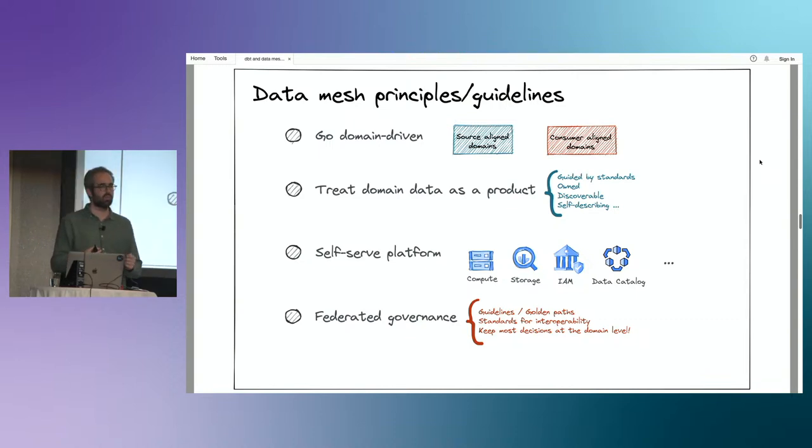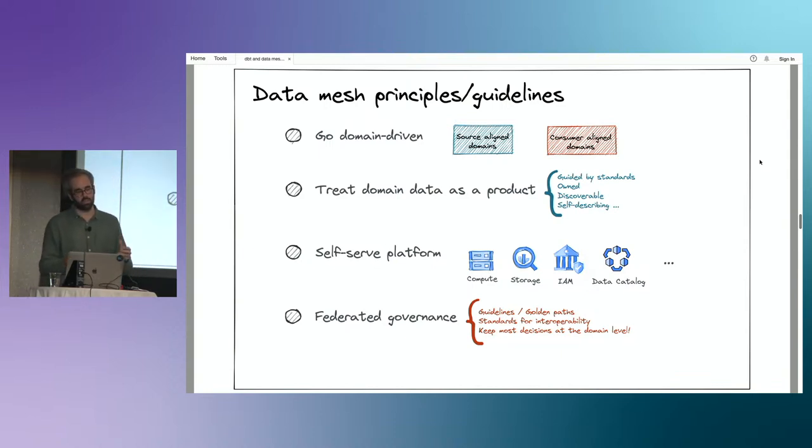They should be discoverable, so there should be a way in which another domain is able to access these data products, or at least access the metadata so that they know that they exist. This is usually via a data catalog that we publish to. And they should be self-describing so that if you find a certain table, like a fact orders kind of table, you do understand what it means because it's self-described.